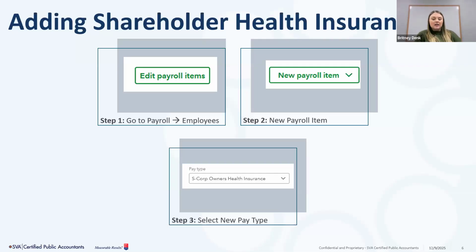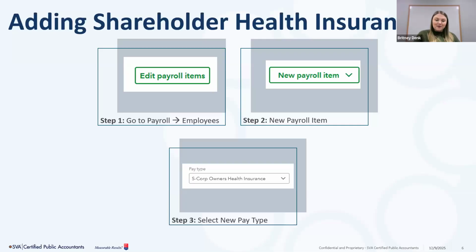I can't show you in the actual sample file, but you're going to start by going to your payroll section and clicking on employees. You will see this edit payroll items towards the top right of your screen, and you're going to click on that. Once you click on that, it's going to take you to a new screen. It'll show all of your pay types, your deduction contributions. From this screen, you're going to select new payroll item. Again, that's going to be in the top right.